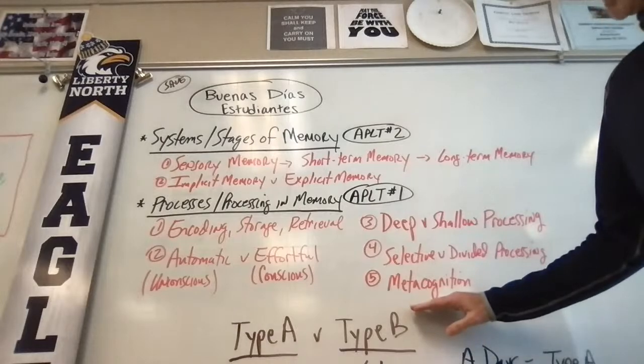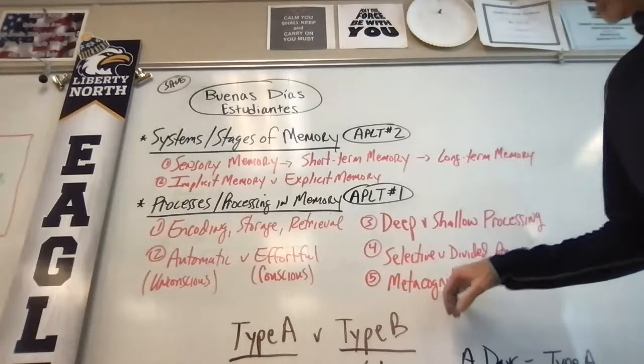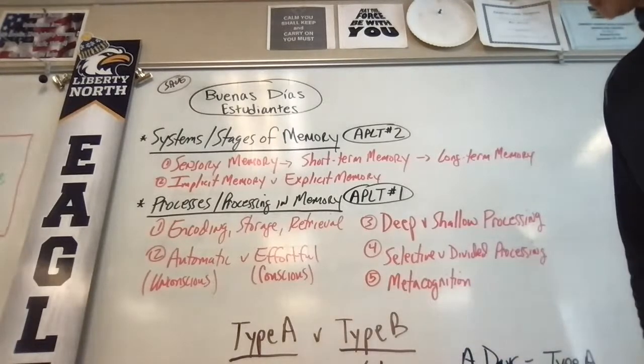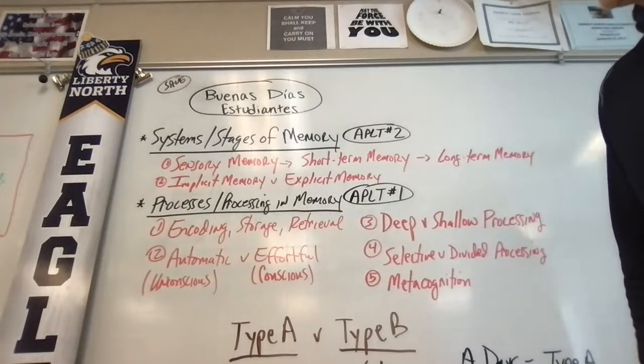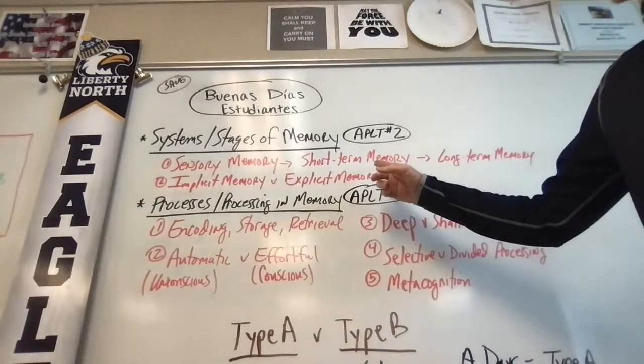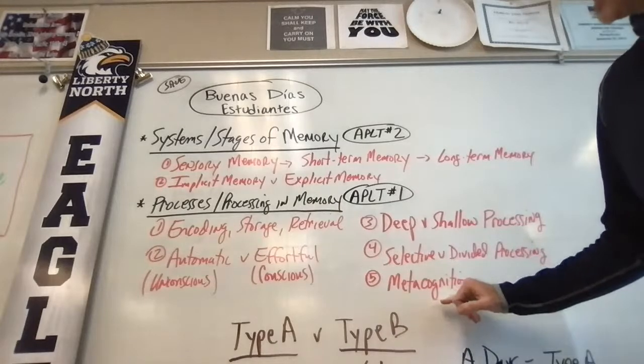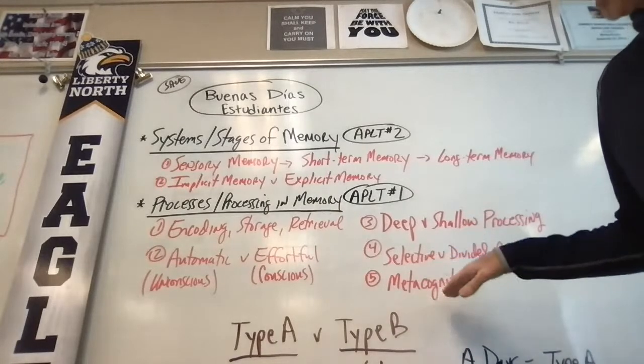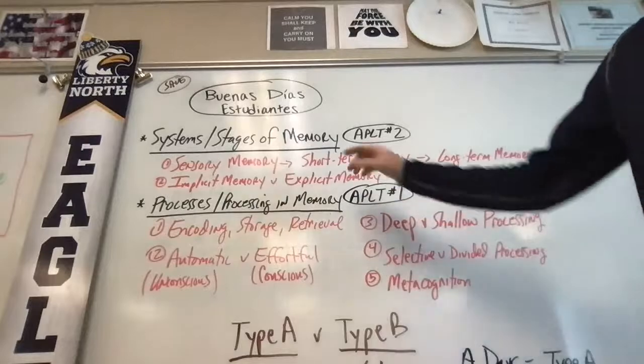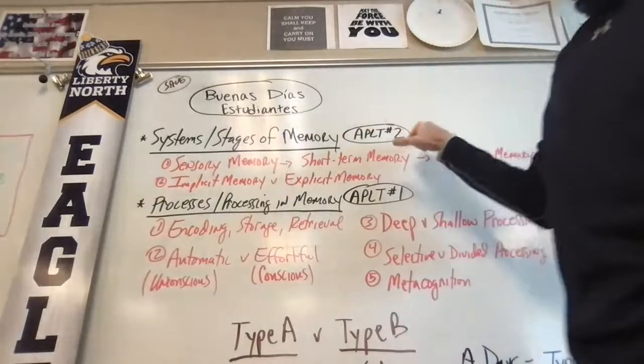And then the famous metacognition, which is thinking about thinking. Okay. So I'm wondering if I even did that. I don't know if I went over that stuff in the other video. But that's what we're going to do this unit, is we're thinking about thinking. Okay. All right. So systems and stages of memory.